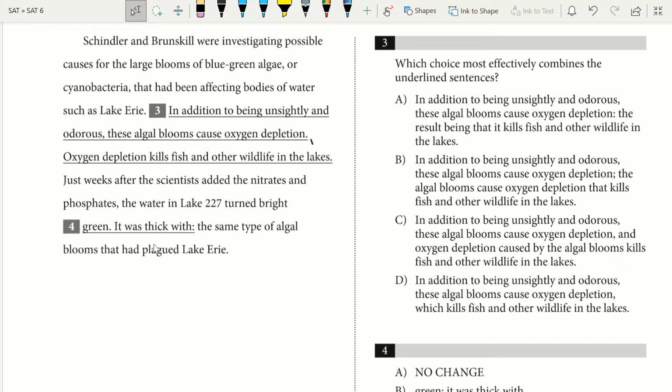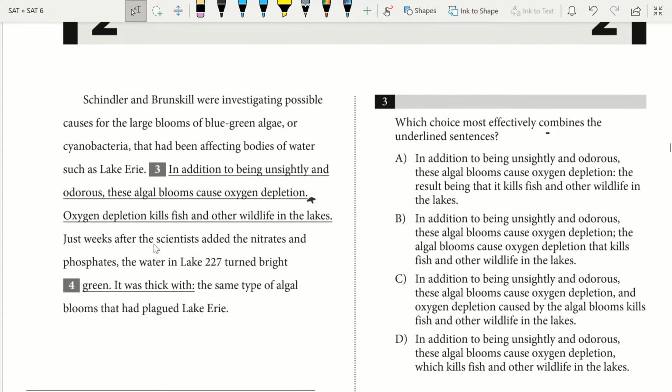Well, as I read this, I see I have two sentences separated by a period. When I see that, they're all underlined. They're probably going to be asking me to combine them, which they are in this case.